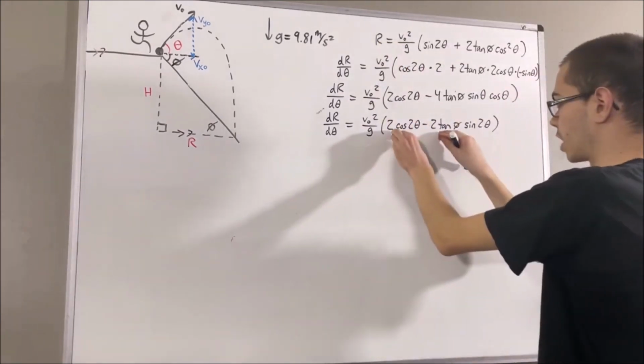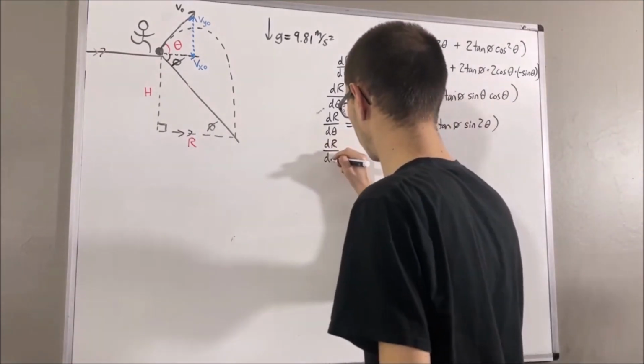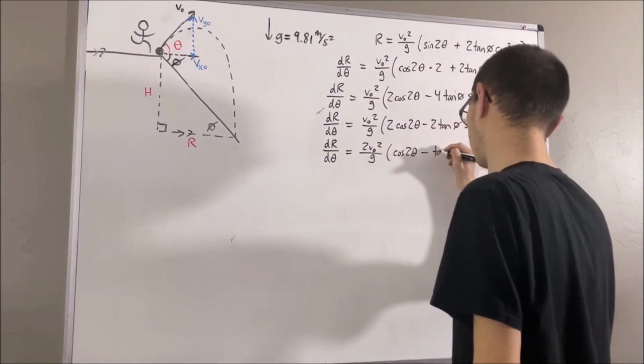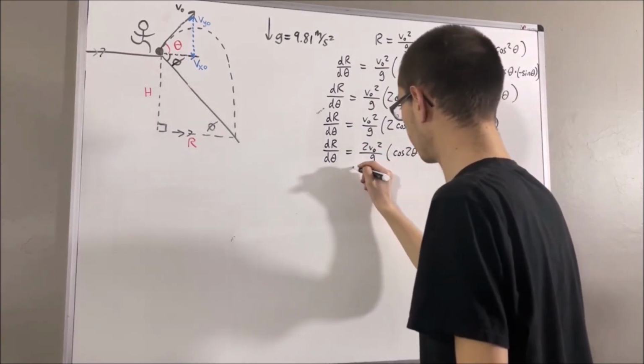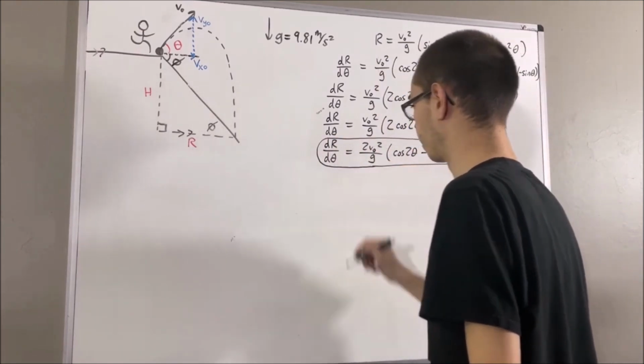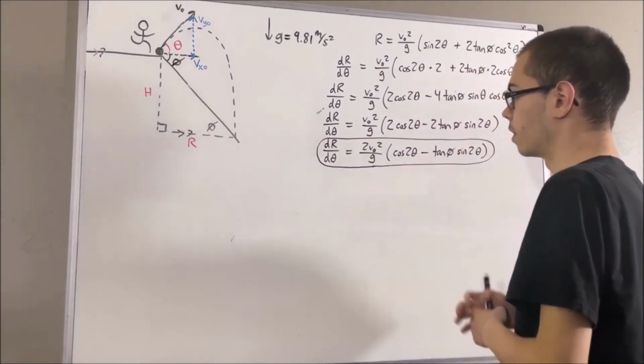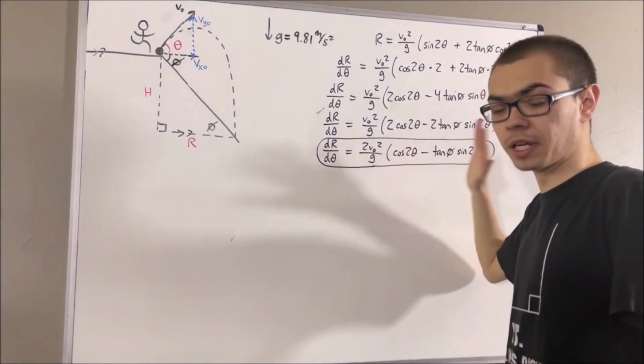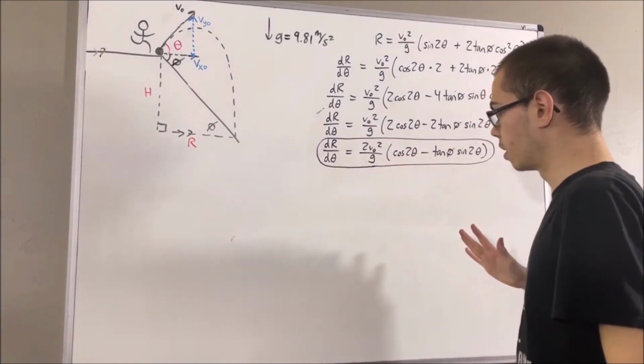And then we can just factor out a 2. So this is what we get when we take the derivative with respect to theta. And now we want to set the derivative equal to 0 and solve for theta. And so let's do that.